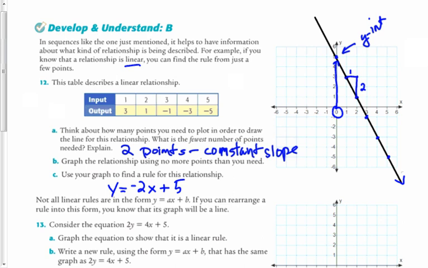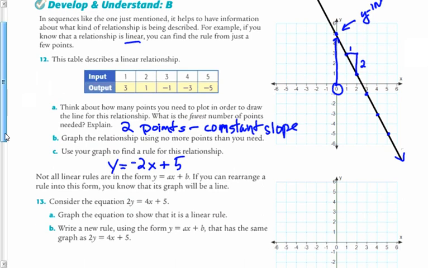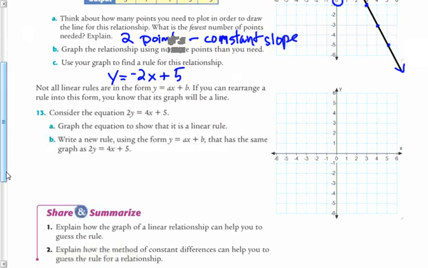Now, not all linear rules are in the form y equals ax plus b, but if you can rearrange a rule into this form, you know that this graph will be a line. So here we have an equation. It says graph the equation to show that it is a linear rule. Okay, so what I'm going to look for is just a couple of values I can take from this rule. So I need to do a little math here. I need some x and y values that I can graph.